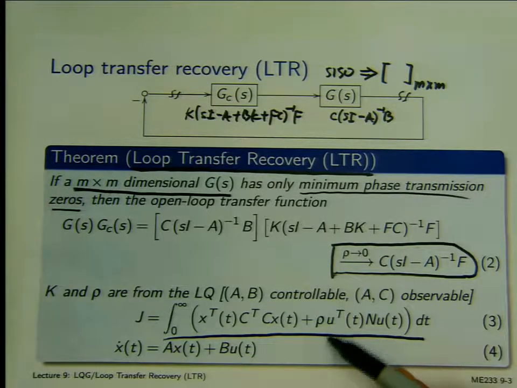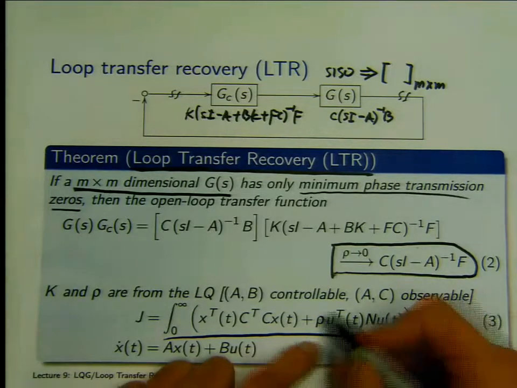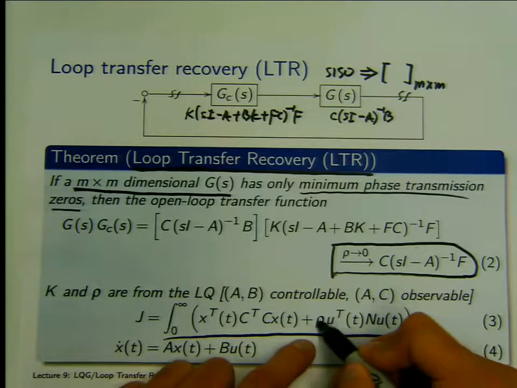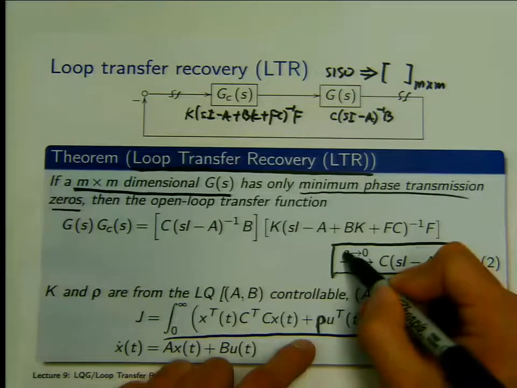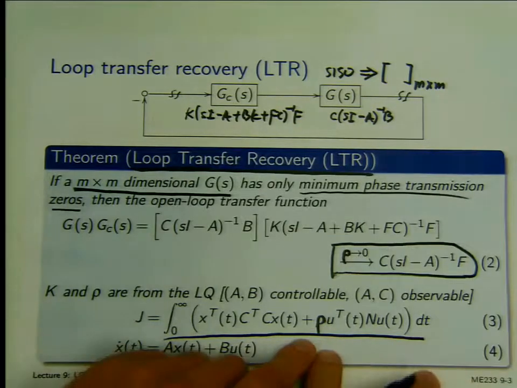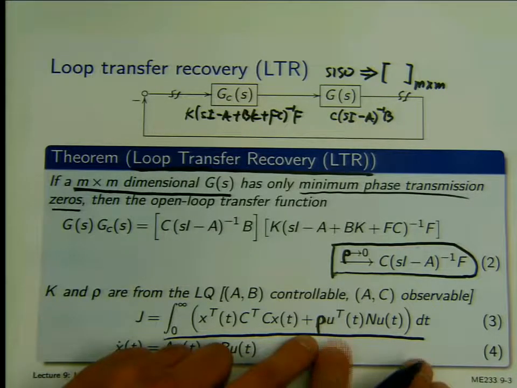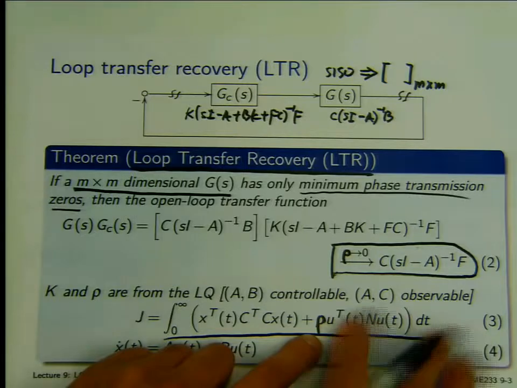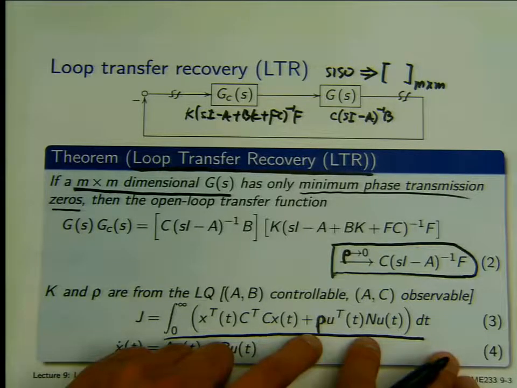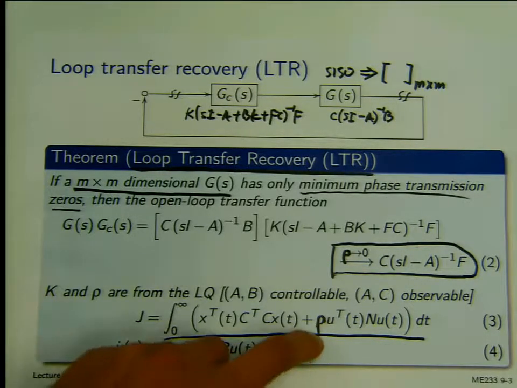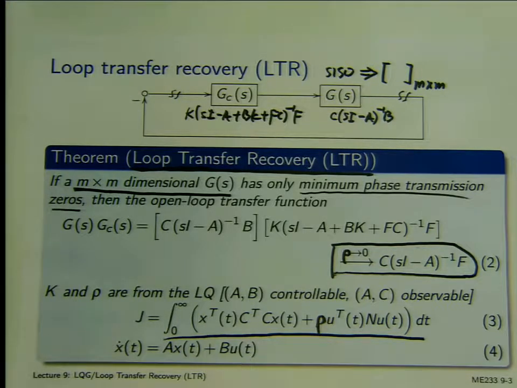Here someone asked what is rho playing a role here? So it's saying, if I reduce rho, what does reduce rho mean in this LQ problem? It means we don't care much about the cost on the control. So that means the degree of freedom in the control is quite large. We don't have much constraint on the control.